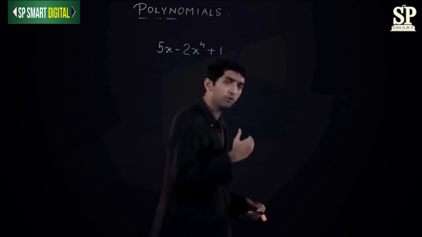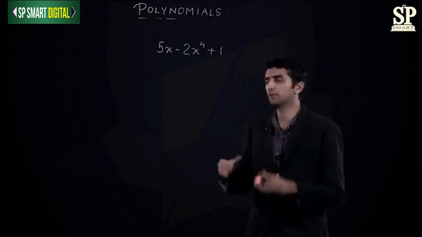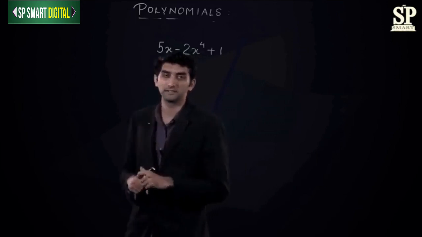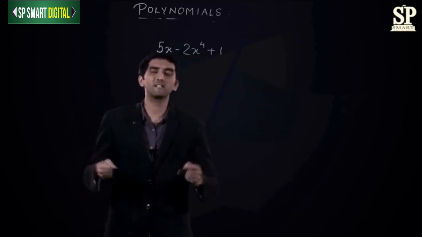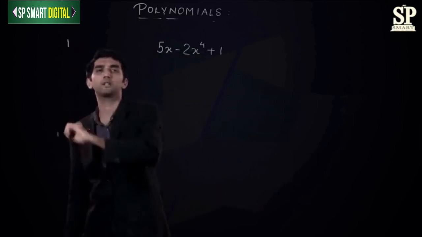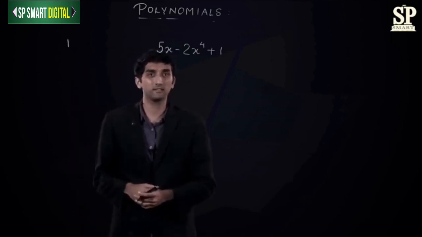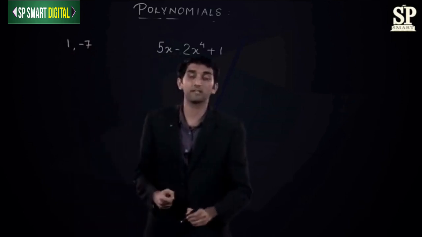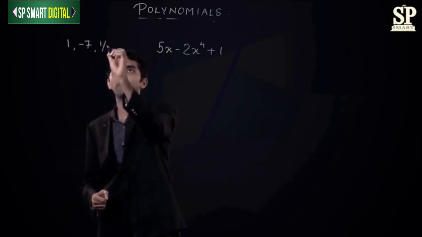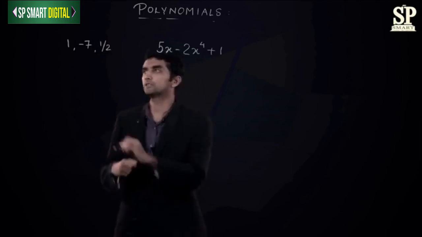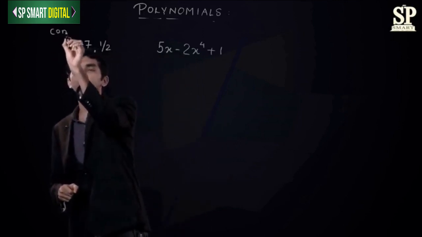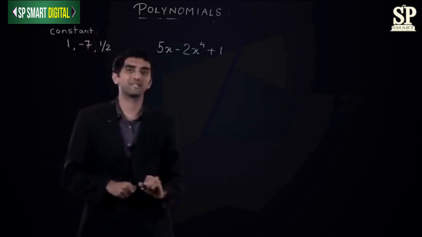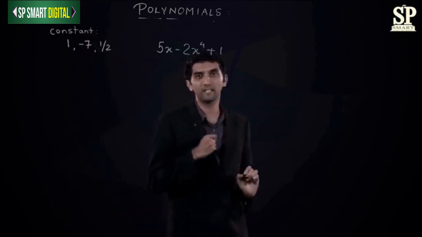So before going any further, let's start from the very basic thing. Let's understand what a constant is. A constant is nothing but just a number. If I write 1, I can say yes, this is a constant. Likewise, if I write -7 for that matter, this is again a constant. Half is also a constant. So this is what a constant is. A constant is just a number which does not include any variable.